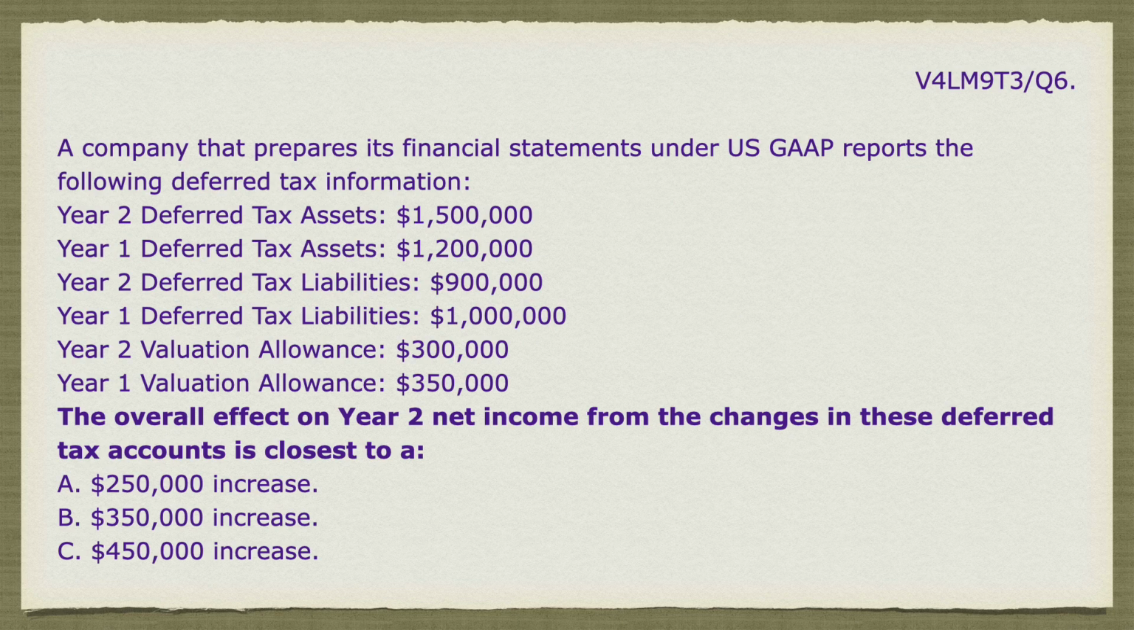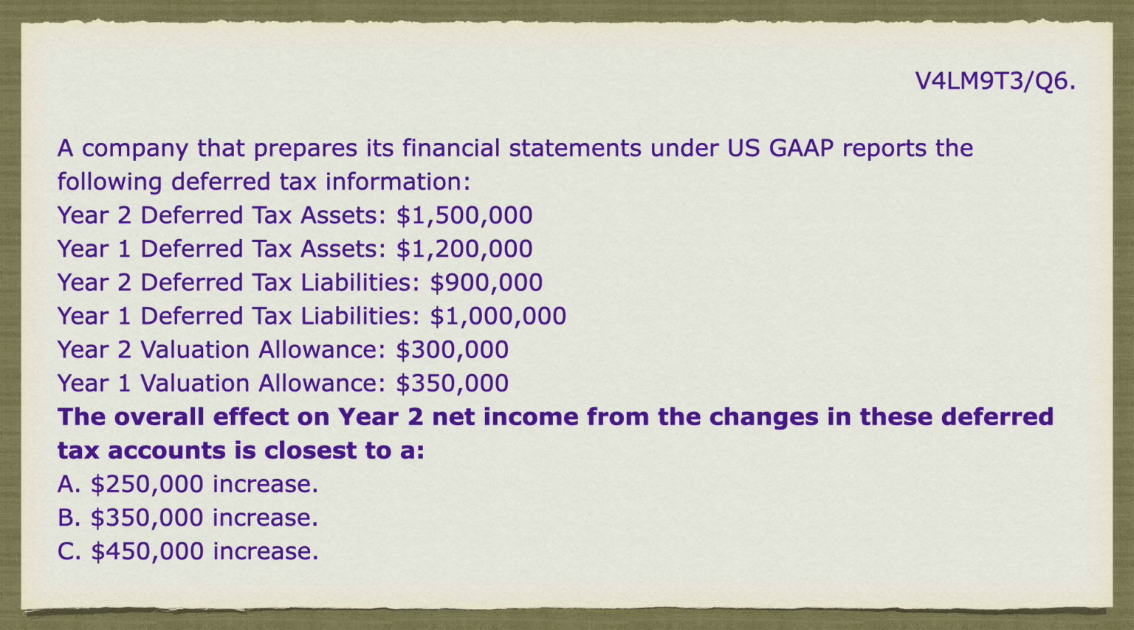A company that prepares its financial statements under U.S. GAAP reports the following deferred tax information. Year 2 deferred tax assets, $1,500,000. Year 1 deferred tax assets, $1,200,000. Year 2 deferred tax liabilities, $900,000. Year 1 deferred tax liabilities, $1 million. Year 2 valuation allowance, $300,000. Year 1 valuation allowance, $350,000.